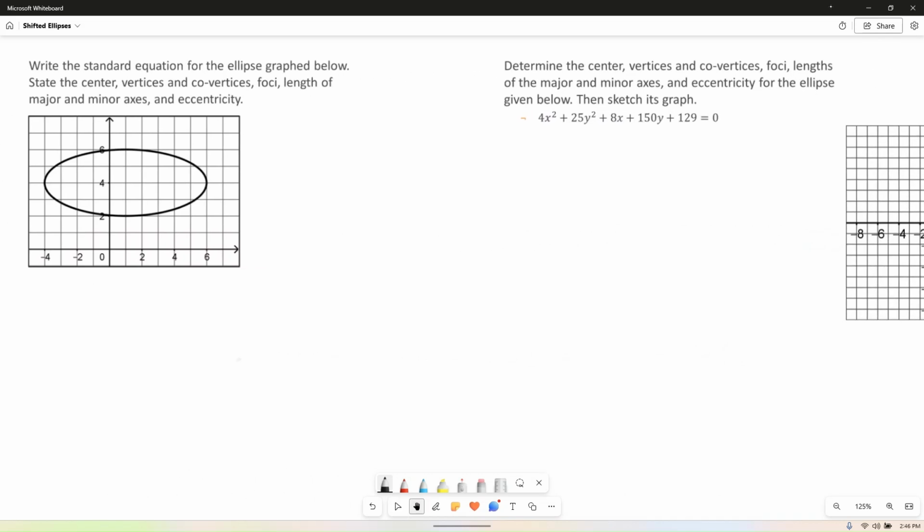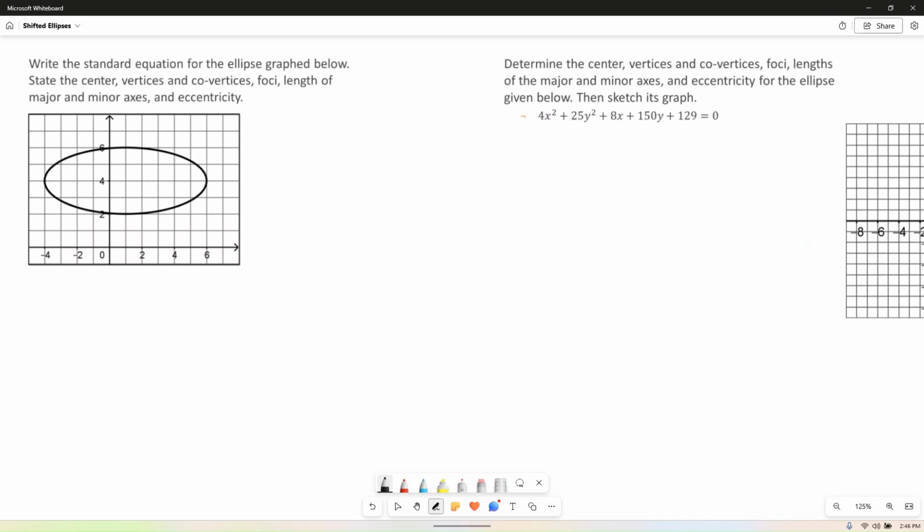All right, let's try and look at another example. This time we're given the graph of an ellipse. So from this graph, we want to identify all of its key characteristics. So we want to figure out the location of the center. We want to know the vertices. We want to know the co-vertices. We want to find the foci, the length of the major axis, the length of the minor axis, and the eccentricity.